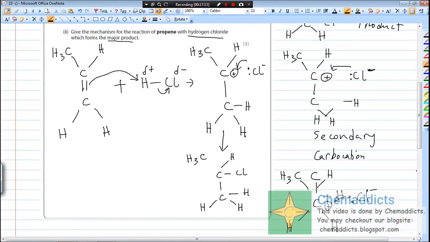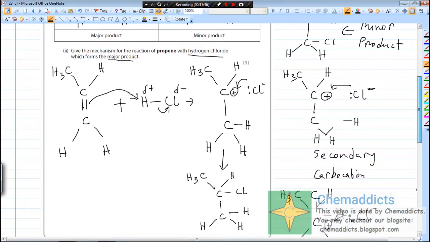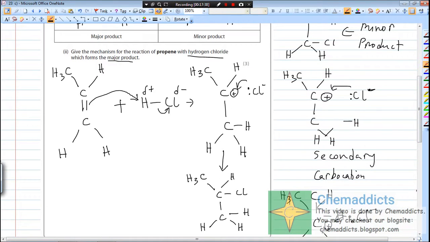So fellas, I hope that you have understood the mechanism. The mechanism is a little bit tricky, but still, I hope that you have understood. Okay. So, fellas, if you have any question regarding this topic or if you don't understand this mechanism, please let me know in the comment section. Okay. So I'm always there to help you out.